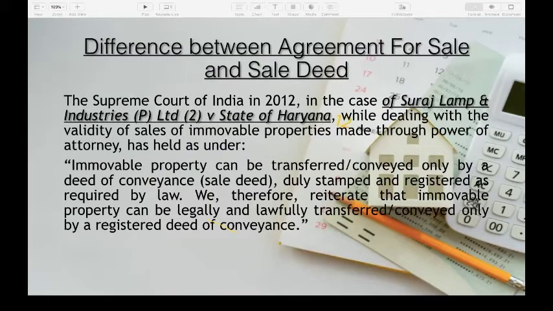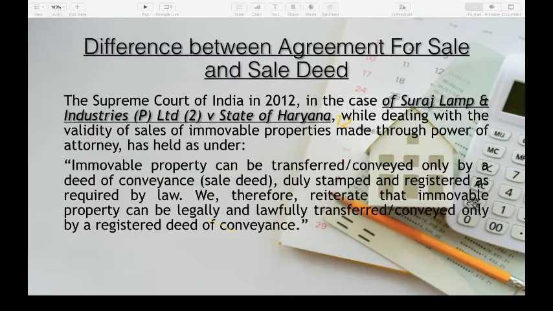Yes. So this is a very interesting case by the Supreme Court of India in 2012, Suraj Lamp and Industries Limited versus State of Haryana. In this case, they were dealing with the validity of sales of immovable property, but they were made through a power of attorney and not any of these agreements or deeds which are specified.